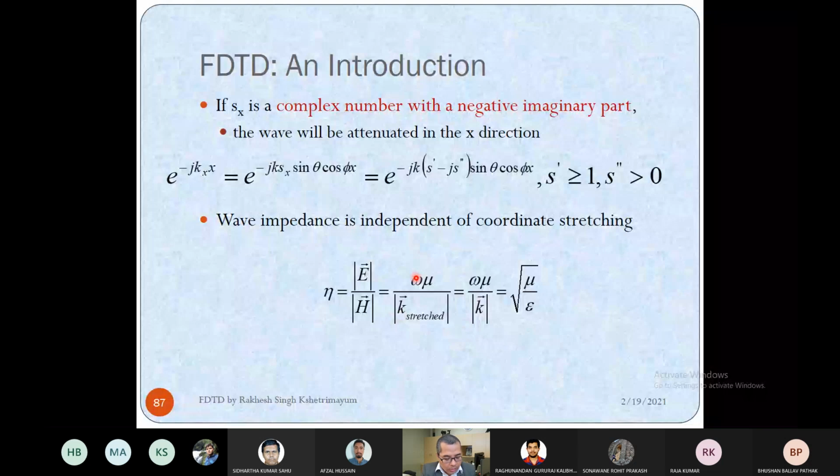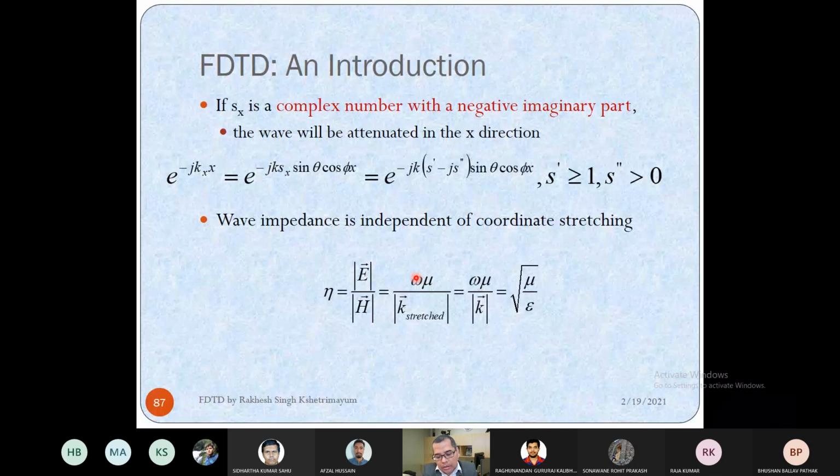So that means in the original problem, some signals are propagating. Once they enter this PML layer, it is still having the same wave impedance. There won't be any kind of reflection. So that's why we call it a perfectly matched layer. The original problem solution space where the wave was propagating has eta of omega mu by k. And inside the PML layer we also have omega mu by k-stress, and both of them are the same. That's why it's perfectly matched. Impedance is not changing from the original solution space into the PML layer, so there won't be any reflection.